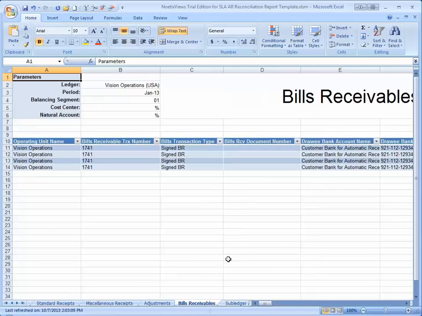The final Receivables Transaction tab displays bills receivable transactions, including drawee information and the distribution account and amount, and the accounted debit and credit amounts in both the transaction and primary currencies. The data comes from the AR Bills Received Dist view.